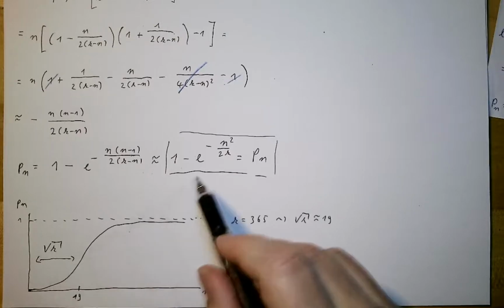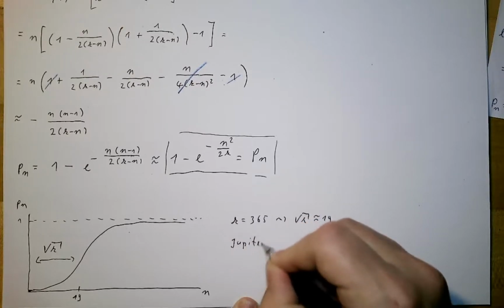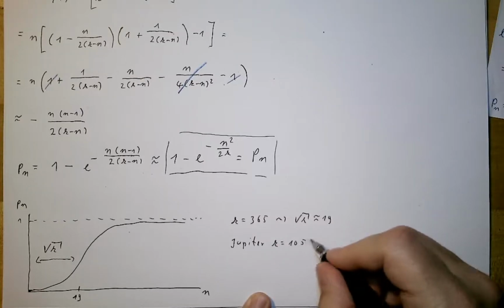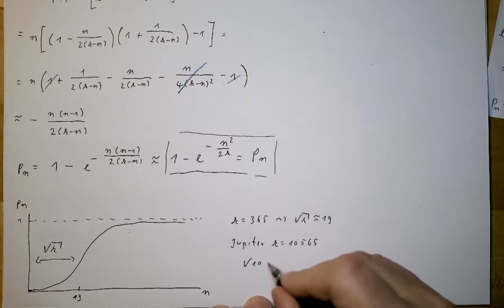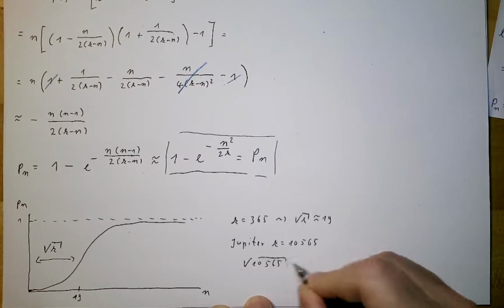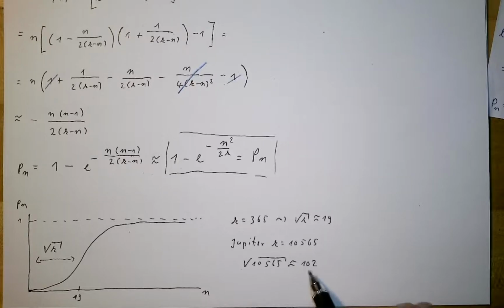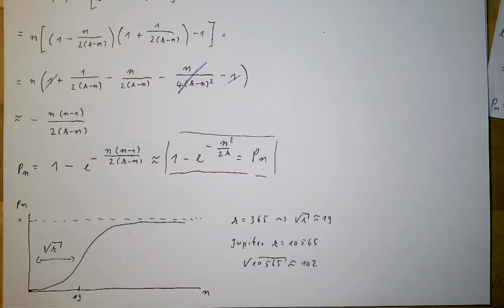And we have now this solved also for other cases. So take the Jupiter with k equals 10,000, that was the number of years on Jupiter, and take the square root of this, it is about 102. So it means on Jupiter we would need 100 people to have probability about 1/2 that two persons have birthday on the same day.